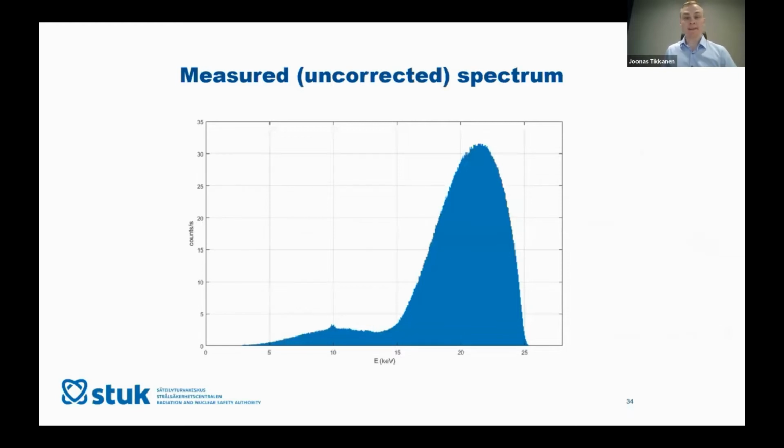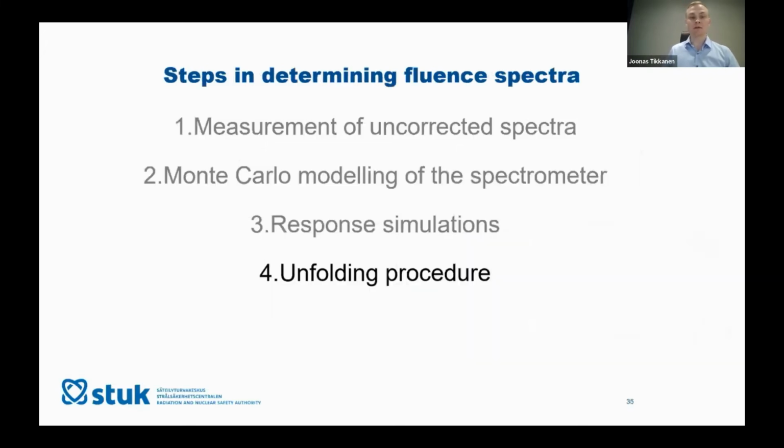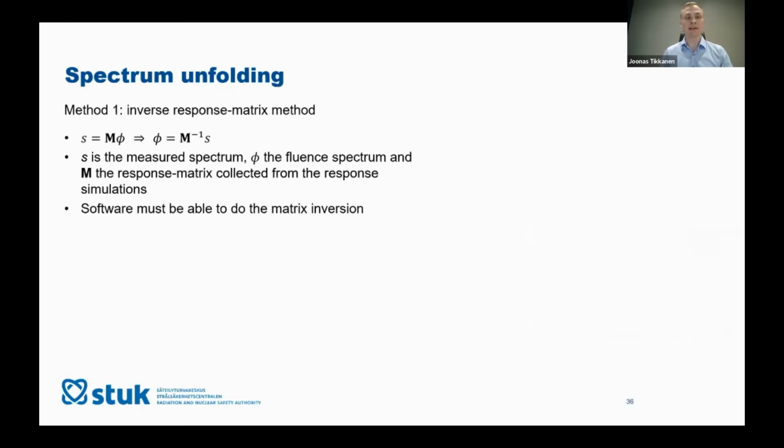Okay, so now we have these response simulations made. So how do we get from this to the actual full-length spectrum? Now we need to apply this unfolding procedure, and there are a couple of different ways to do that. The first is calculating this inverse response matrix.